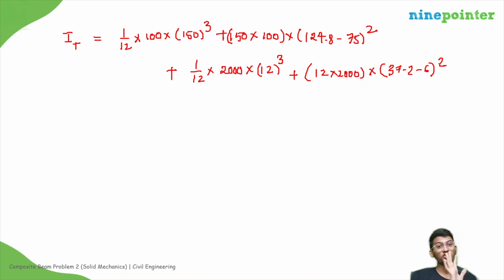See, again the calculation of area moment of inertia is easier in this case. So you will get 89 into 10 power 6 mm power 4. Okay, relatively much easier compared to previous method.